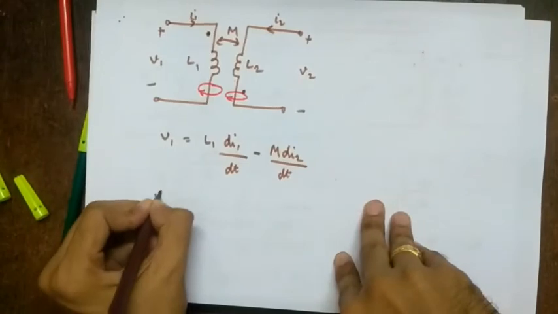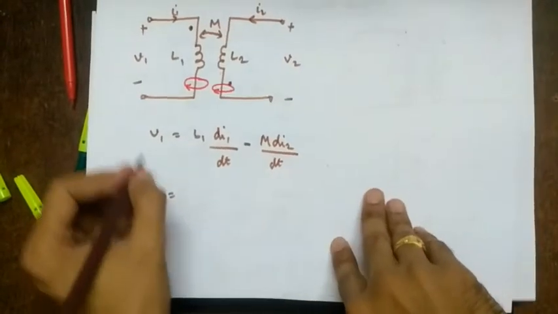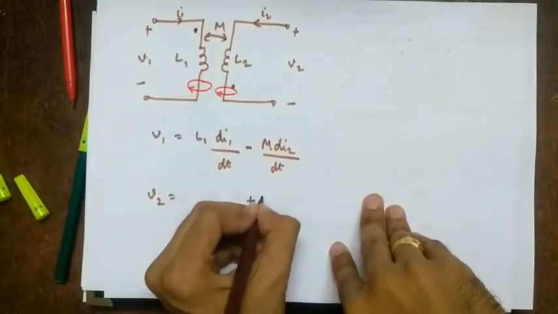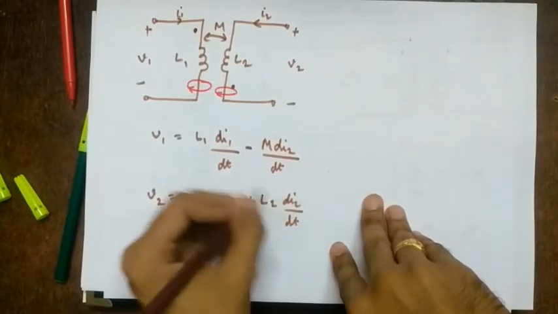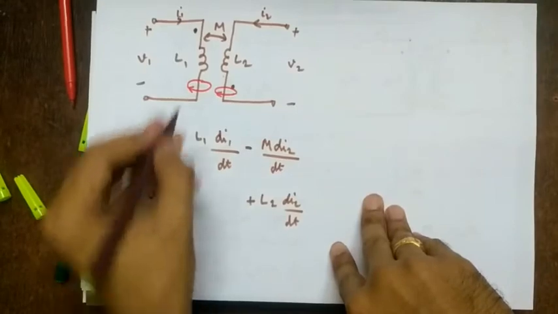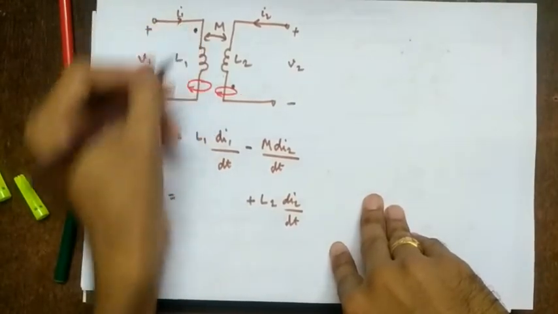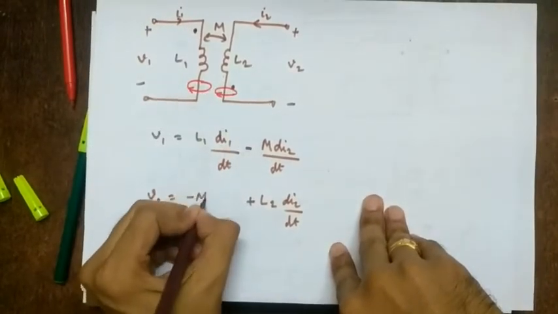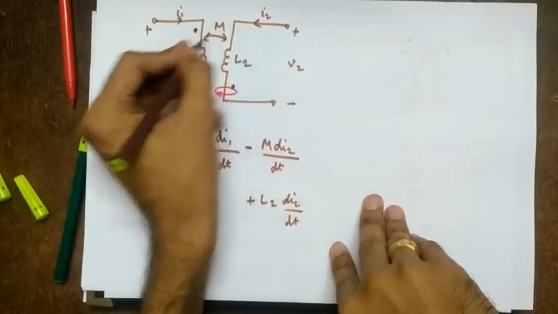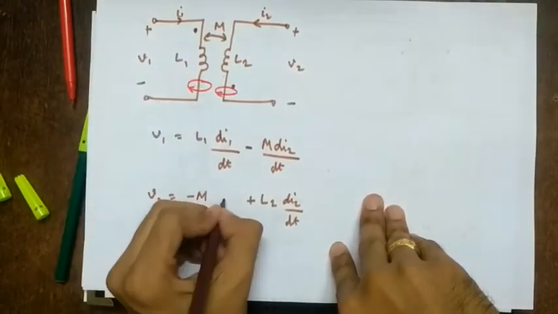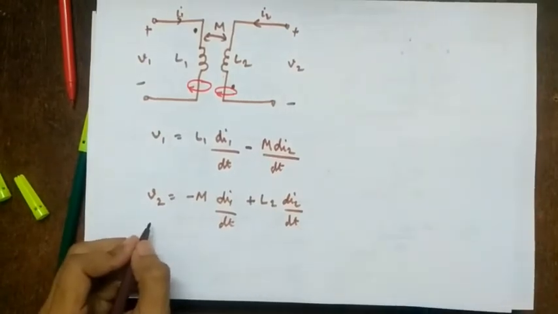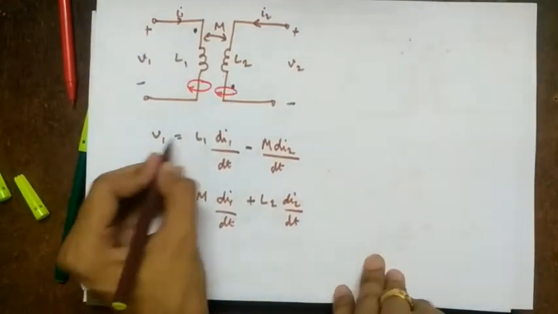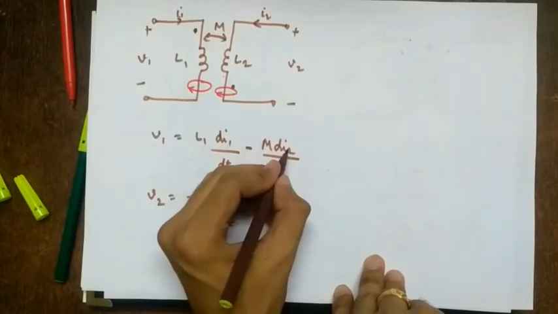So this is negative. Similarly, what will be V2? First it will be L2 di2 by dt. You don't have to think of self-inductance, it will always be positive. And this is again on the opposite side as compared to this. So this will be minus, and the current will be due to I1, right? So M di1 by dt. Right? So again, remember here it is di1, this is di2.